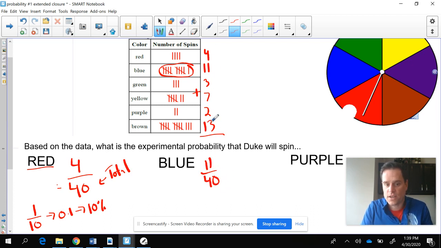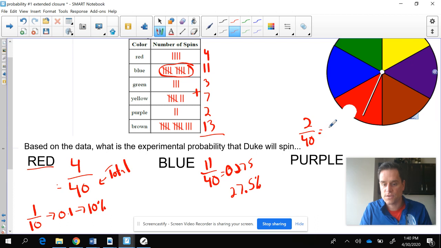We can use that same number. It's just we did it 40 times. And so we can take 11 divided by 40, and we get 0.275. We're going to move that decimal over twice, and we should get 27.5%. And last but not least, purple was the least amount, right? Purple was 2 out of 40. Remember that the bottom number is always the number of times that you do it. And I'm going to tell you right now that 1 out of 20 is 5%.